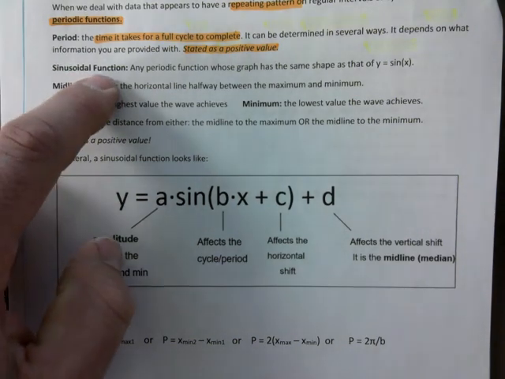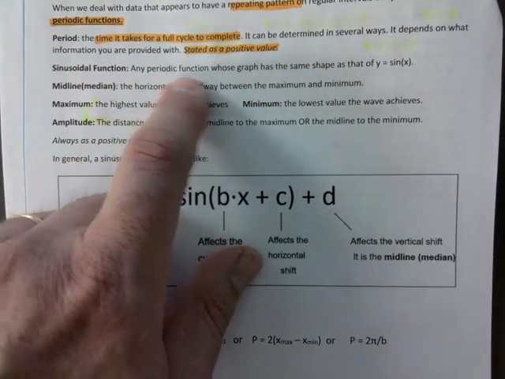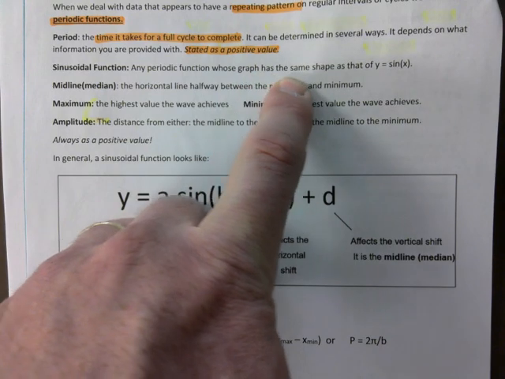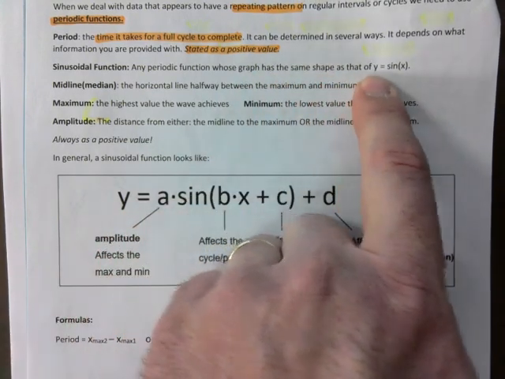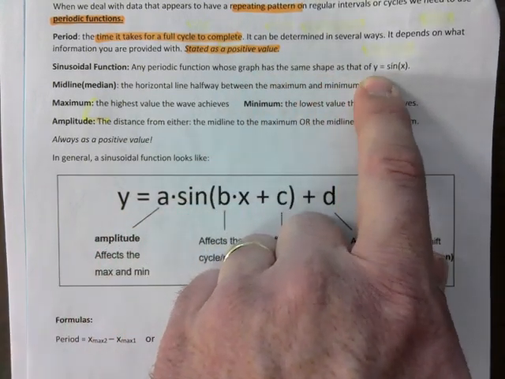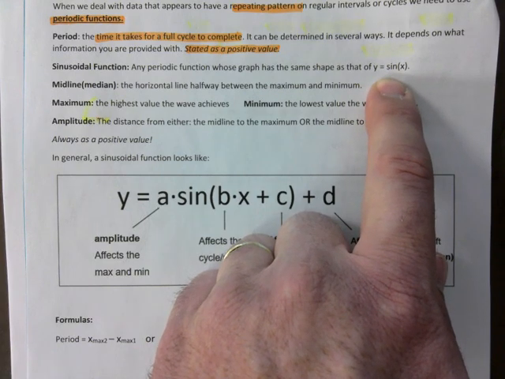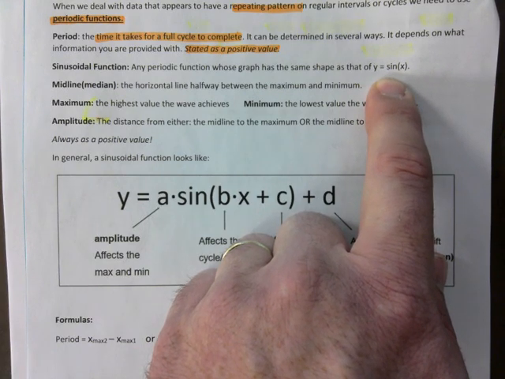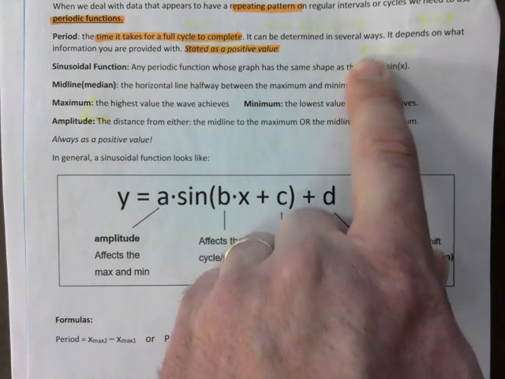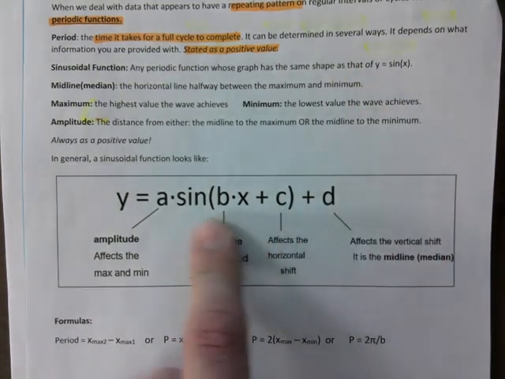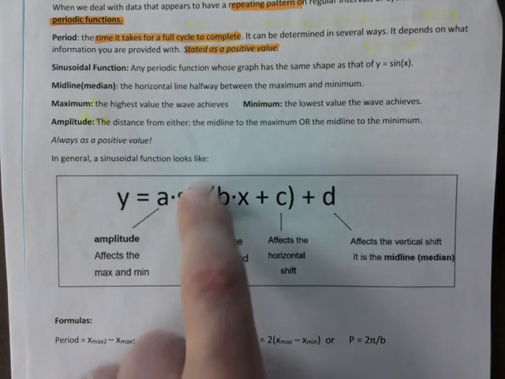A sinusoidal function is any periodic function whose graph has the same shape as that of y is equal to sine. This is the simplest form of the sine wave, which you're never really going to see. There's always going to be more stuff around it, as you can tell here.